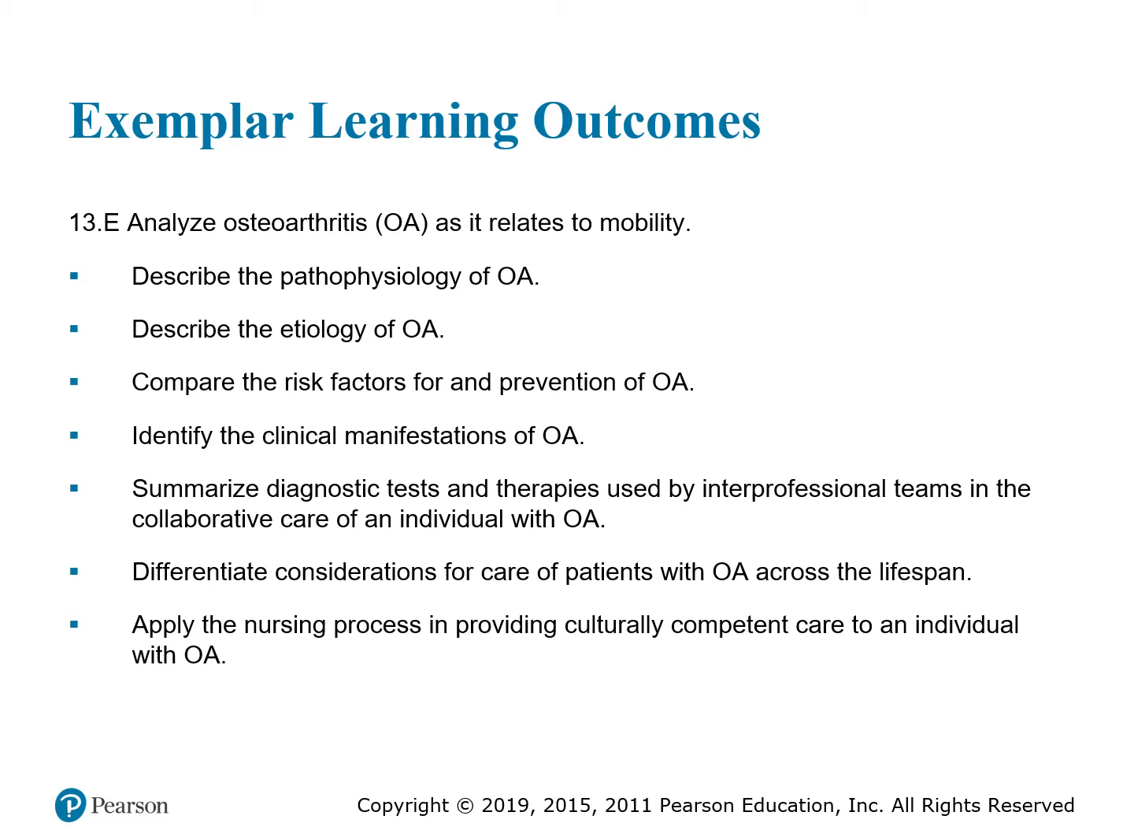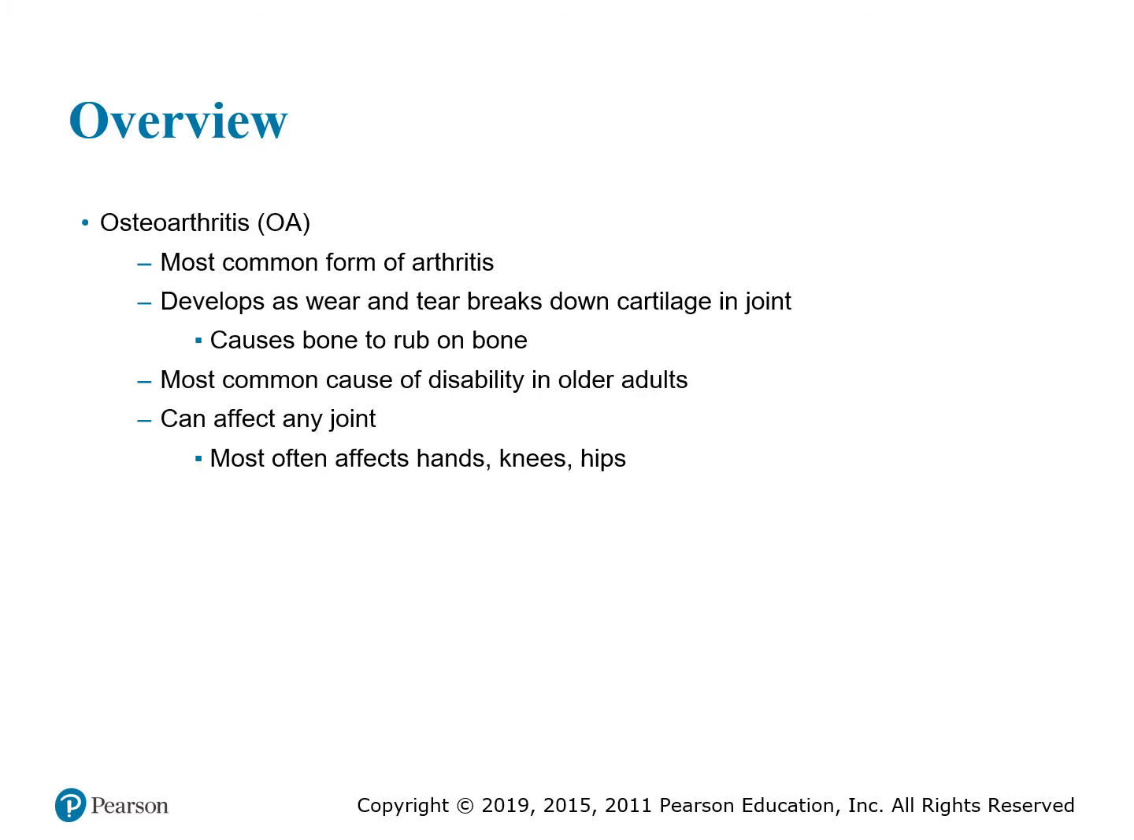We want to look at considerations for care of patients across the lifespan. So, is it different for this age or this age? And you usually see this in older adults. And we want to apply the nursing process in providing culturally competent care to individuals across the lifespan and consider their needs as how they see what they need as well. We want to always include our patients and families or caregivers or support persons in the care. So let's get started. So what is our overview?